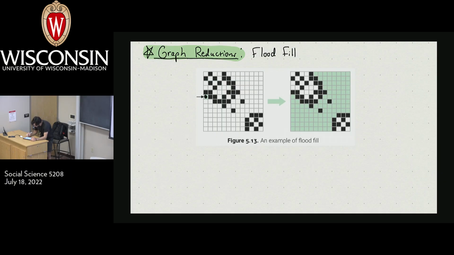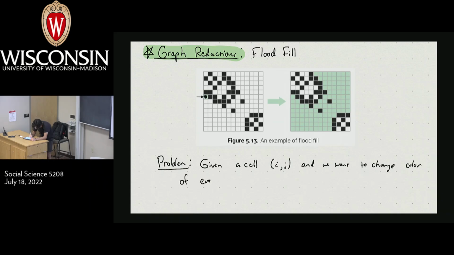So what's our problem? We're given a cell ij, and we want to change the color of every cell of the same color it's connected to.